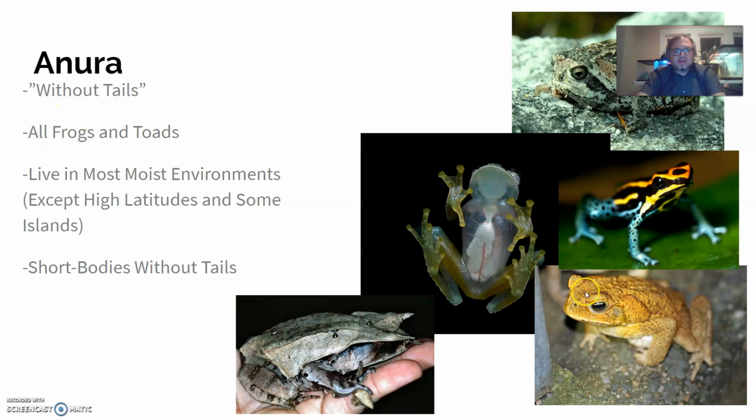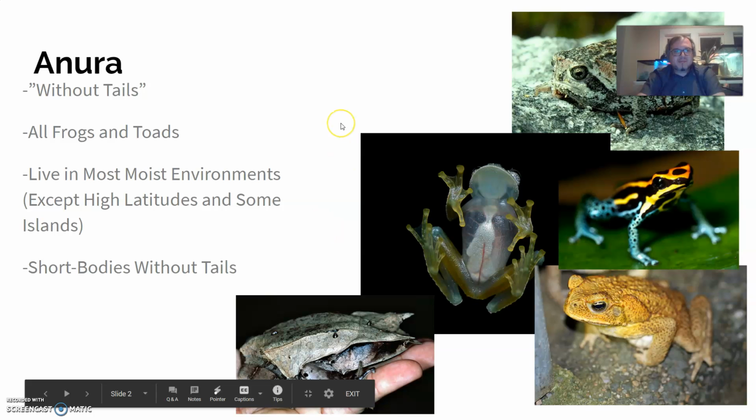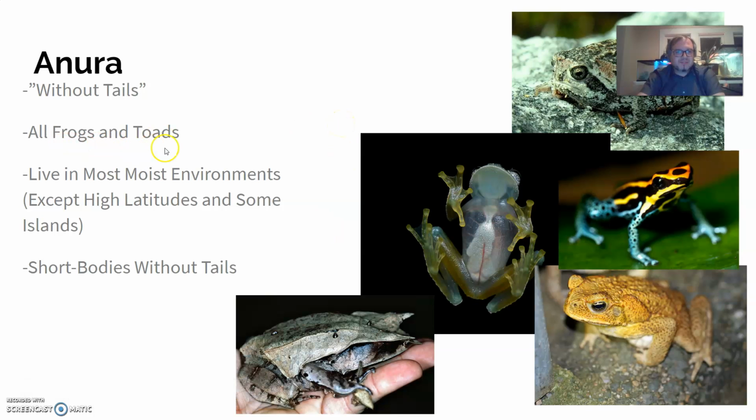Anura includes all frogs and toads. They're all kind of in the same group together, even though those terms we use a little bit differently. They are pretty synonymous. They live in most moist environments. They don't live in higher latitudes, in some islands throughout the world, and you also won't see them in a lot of colder regions, but still, they're pretty far spread out, especially compared to some of our other amphibians. They all have short bodies without tails, like we stated, whenever they're adults.